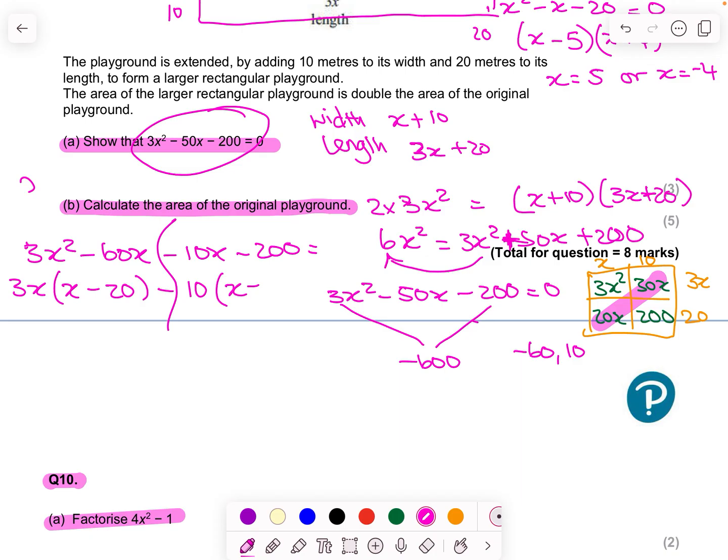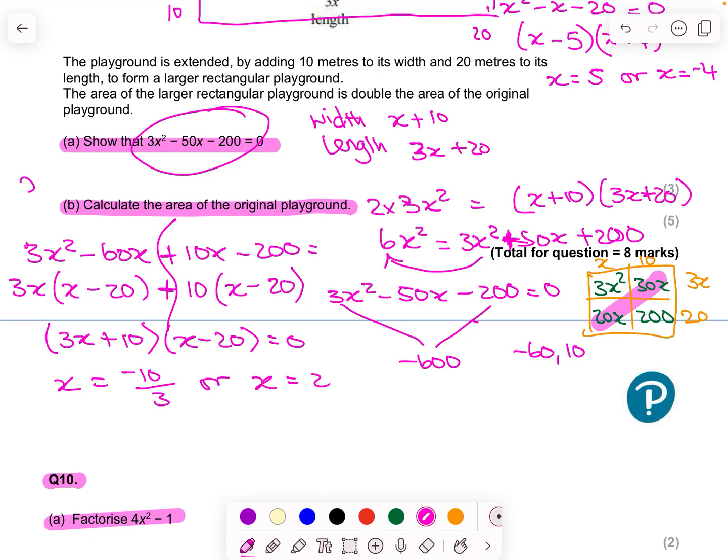Let me have a look again. Oh, because that should have been positive. That should have been positive 10x, so plus. And then x minus 20 here. Then our brackets are 3x plus 10 and x minus 20 equals 0. So our solutions are x equals minus 10 over 3, or x equals 20.